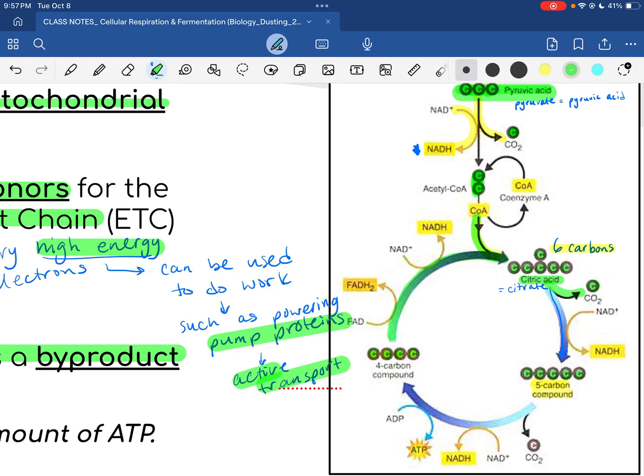And then this 5-carbon compound is going to get converted into a 4-carbon compound, 1, 2, 3, 4. And again, because we went from 5 carbons to 4 carbons, we must have lost carbon dioxide. And there it is. So you can see starting from pyruvic acid or pyruvate and going to acetyl-CoA, citric acid, 5-carbon, 4-carbon, and then back to citric acid, now we've lost the 3 carbons that were originally in pyruvate. 1, 2, 3 carbons in pyruvate. We've lost them as 3 carbon dioxides.